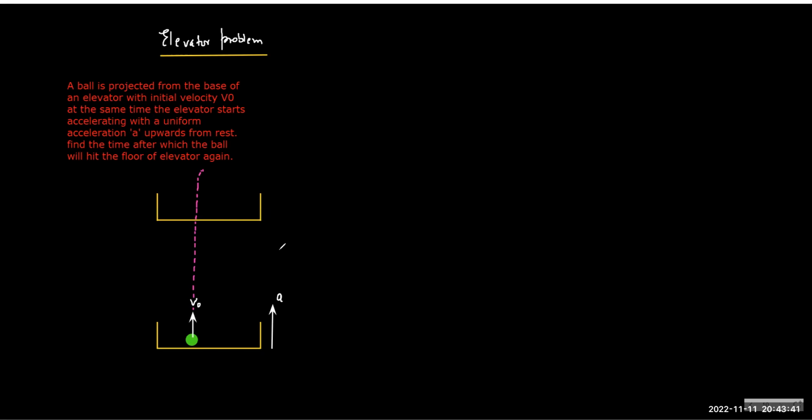So the moment you throw, it will go up. While descending, it will hit the floor somewhere here because the elevator itself is ascending, or accelerating up. So you will not hit at the same level, rather you will hit at the level above it. So we are supposed to find the time after which the ball will hit the elevator.